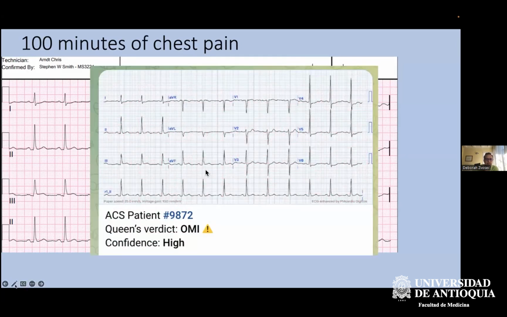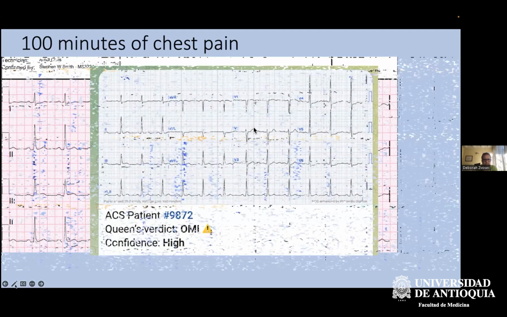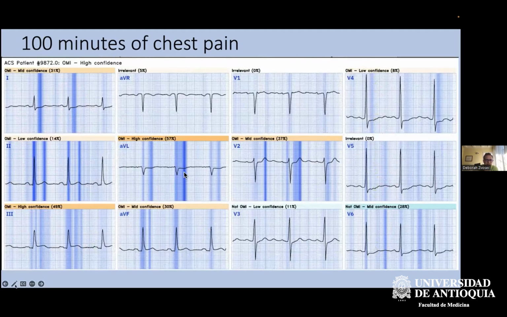And if you send this one to the Queen, she gets OMI with high confidence. It's incredible how accurate she can be. And the explainability map shows she's really looking at that ST depression in AVL and the ST elevation in lead 3 and looking at lead V2 as well.